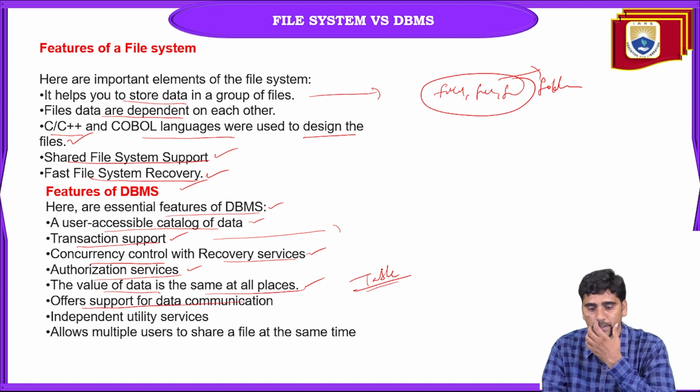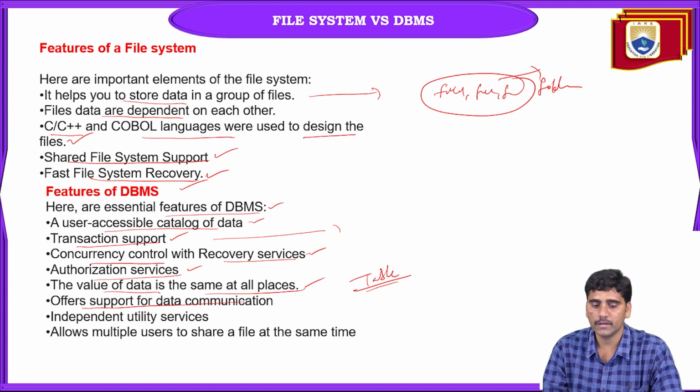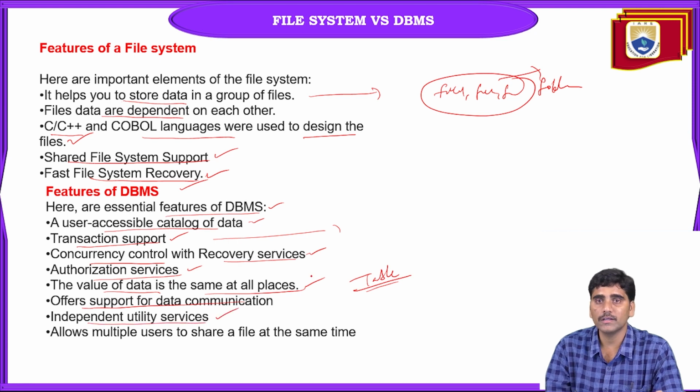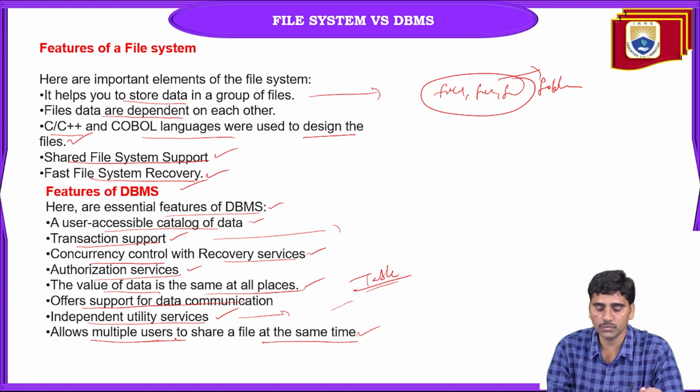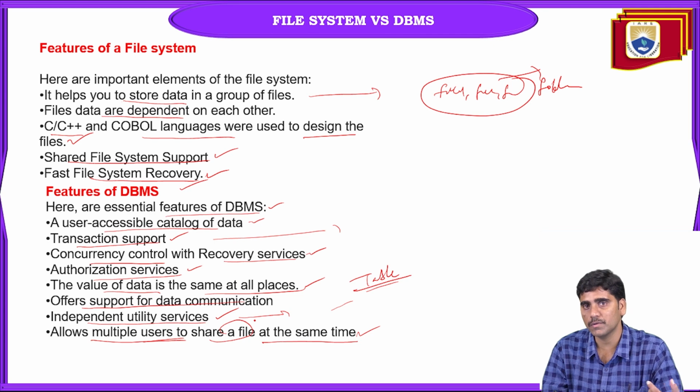And it offers support for data communication. And independent utility services. That means the database utilities are independent, for developing, inserting, and other operations. It allows multiple users to share a file at the same time. The file system does not support sharing of the file to all the users at the same time.